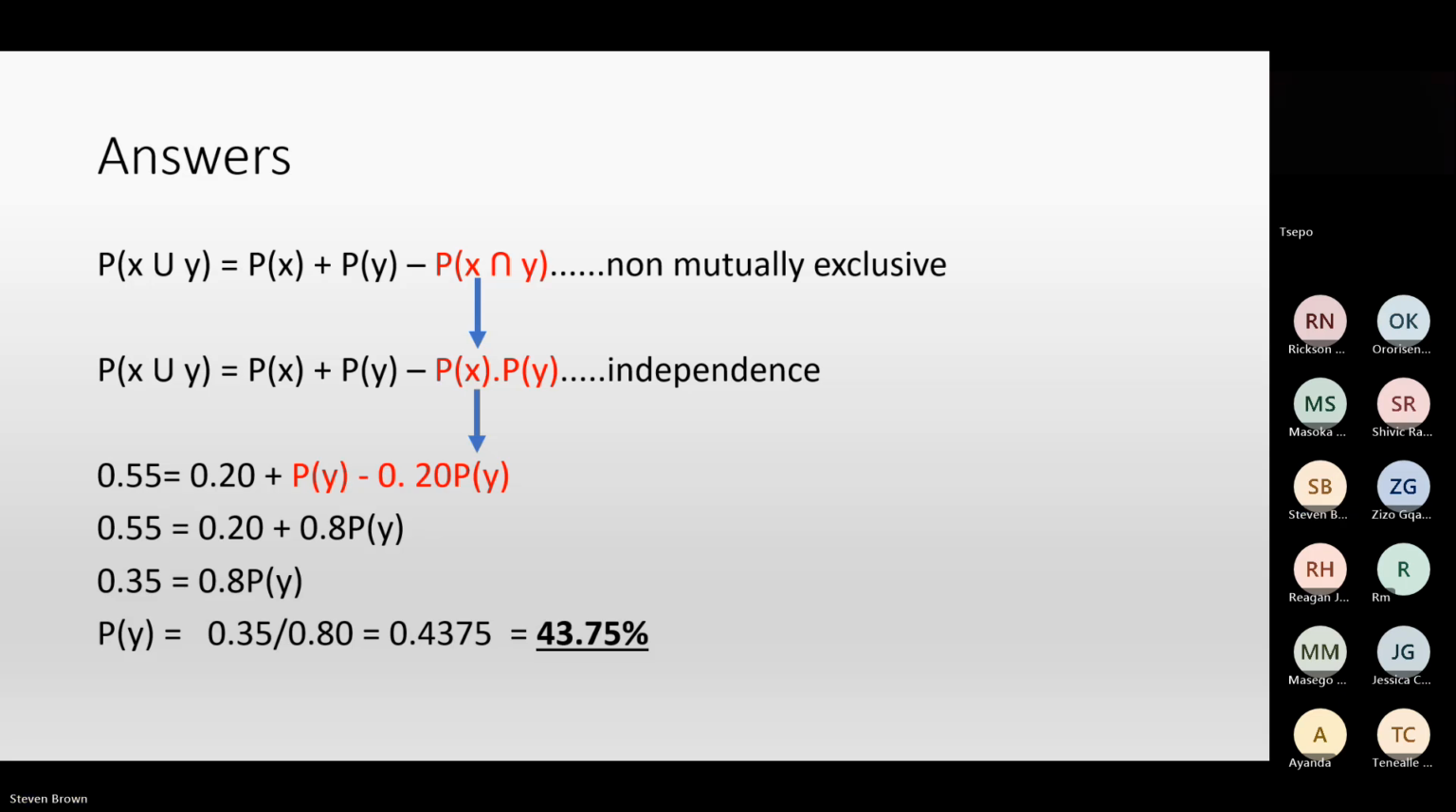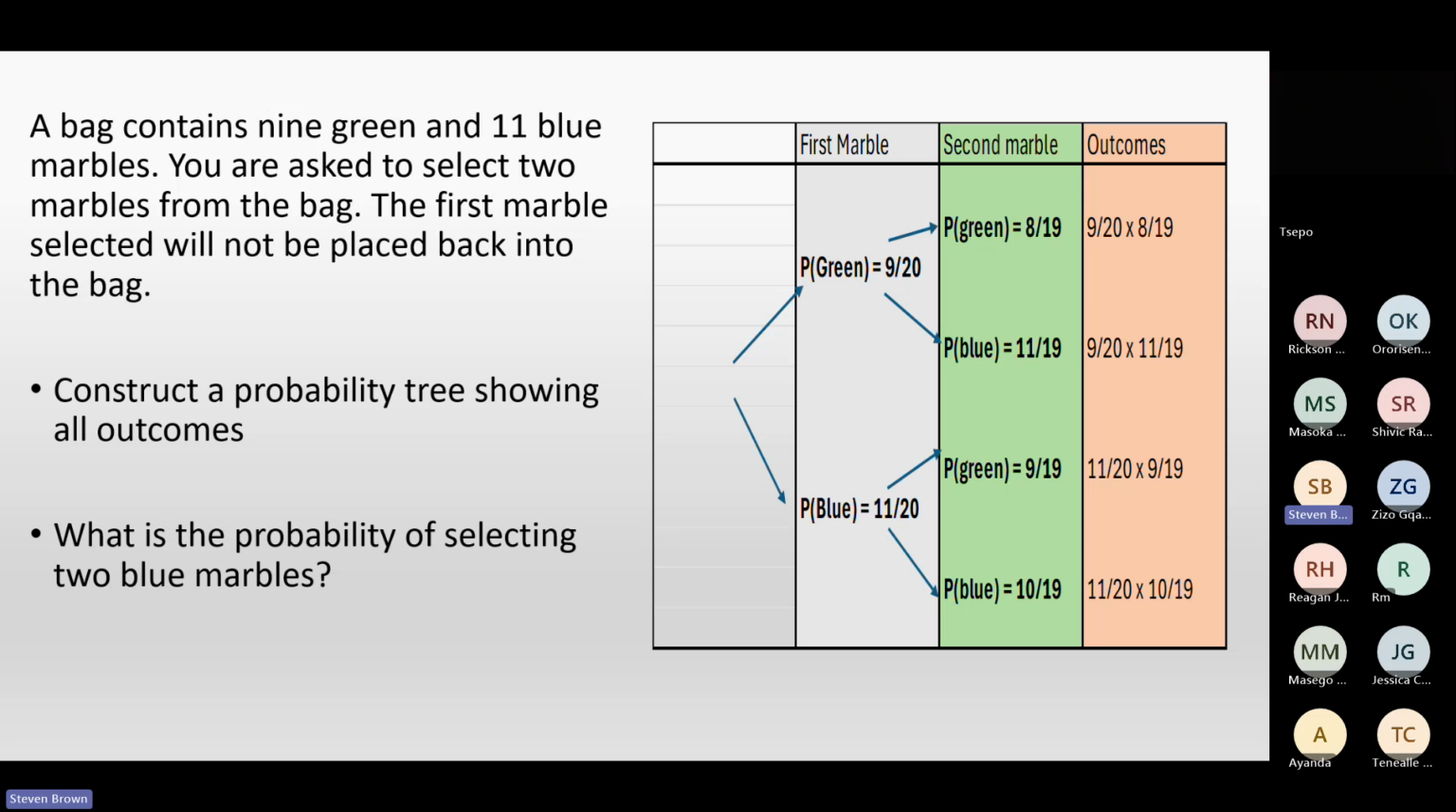Right, almost done, I promise. Last one. Here is an example of a probability tree. Okay, so if you don't get your frequency table, you're going to get a probability tree. So a bag contains 9 green and 11 blue marbles. You're asked to select 2 marbles from the bag. The first marble selected will not be placed back in the bag. Construct a probability tree. What is the probability of selecting 2 marbles?